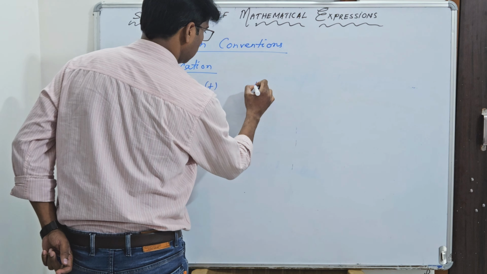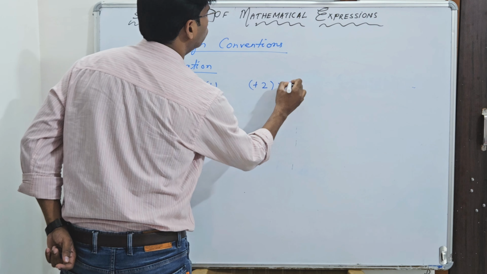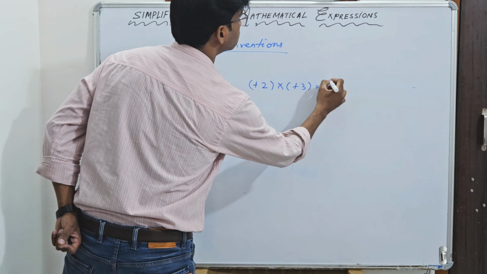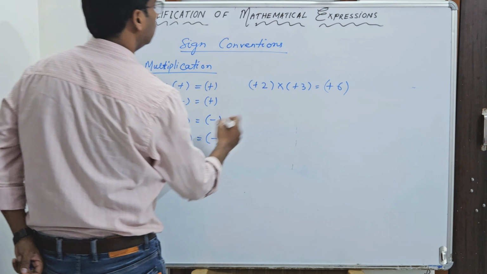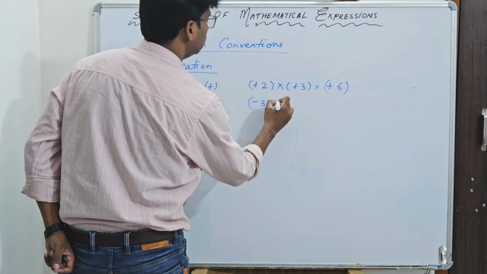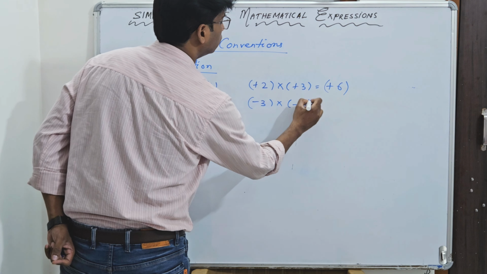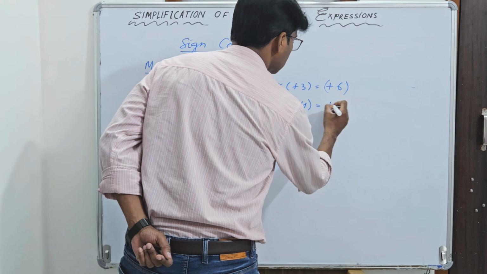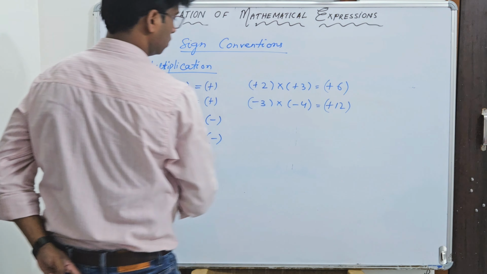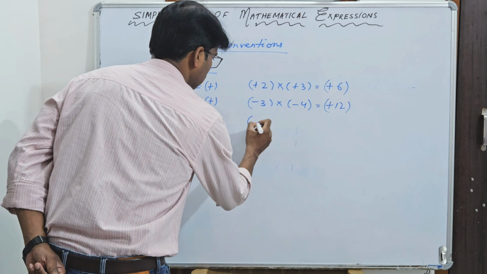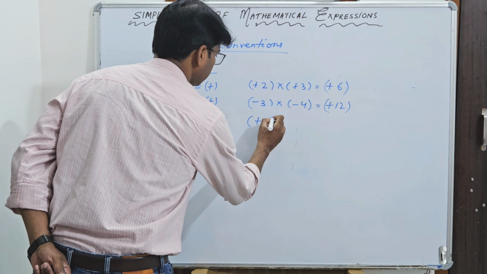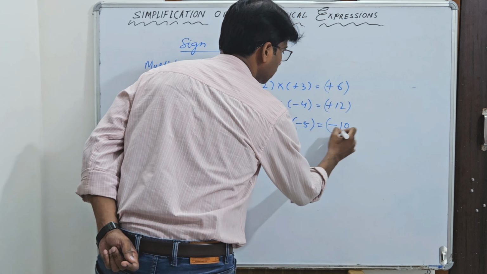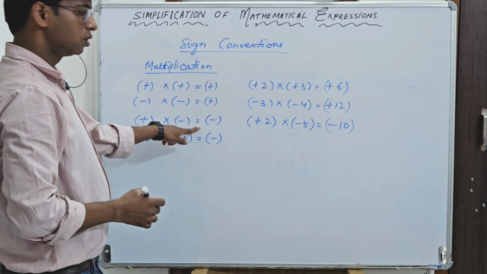Like for example, plus 2 into plus 3. What will be the answer? Here it will be plus 6 because it's a product. Now here if it is minus 3 into minus 4, so here also the same positive number you will be getting. It will be plus 12 because both are negative integers. Now let us do this. One is positive, another is negative. So what will be the answer? It will be minus 10 according to this sign convention.